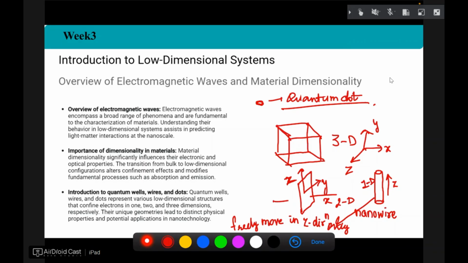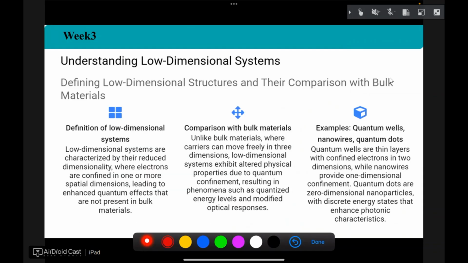So quantum wells, wires and dots represent various low dimensional structures that confine electrons in 1, 2 and 3 directions respectively. Their unique geometries lead to distinct physical properties and potential applications in nanotechnology. So let's understand low dimensional systems. How can we define the low dimensional structures and their comparison with bulk materials? We will learn how the optical properties change with size.